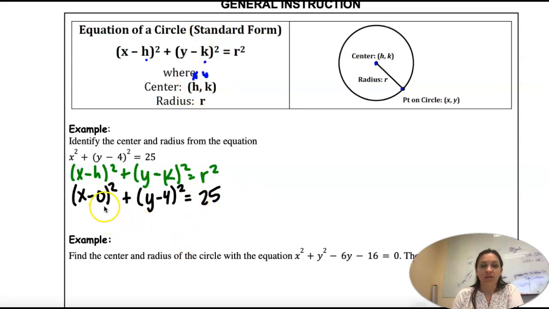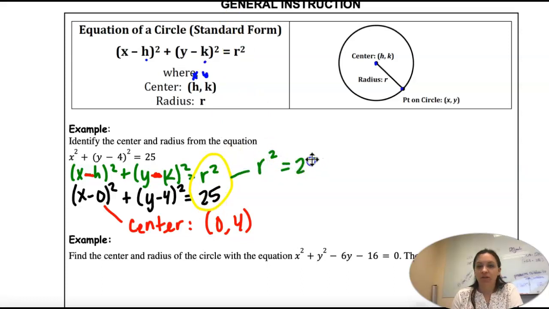So the center would be 0 and positive 4. See how negative is part of the equation? That means that the value would just be the opposite sign. So positive 4. And then let's take this. So r squared is the same as 25. So maybe you know what number squared is 25. If you don't, you would solve for r. You would take the square root of both sides. So the radius is 5. And you can always graph that and check your answer if you need to.